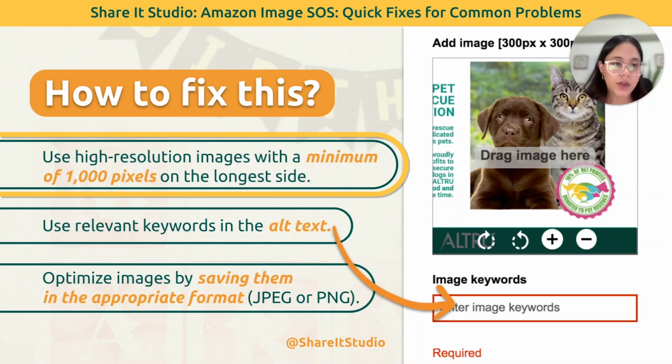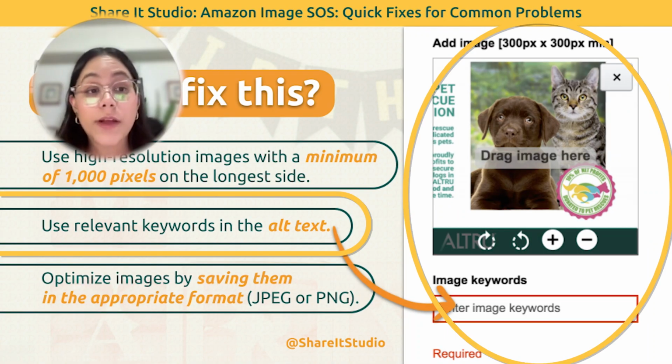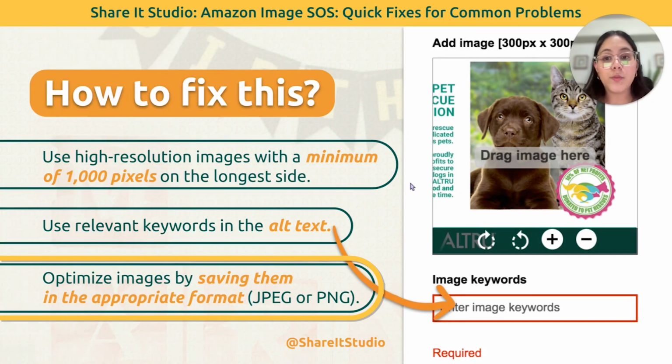One way you can also fix it is basically by using, again, the right size, using relevant keywords in the alt text, and optimizing them by using the proper format. Make sure you read through the list of accepted formats by Amazon and export, or ask your designer or photographer to export, those images in that specific format.